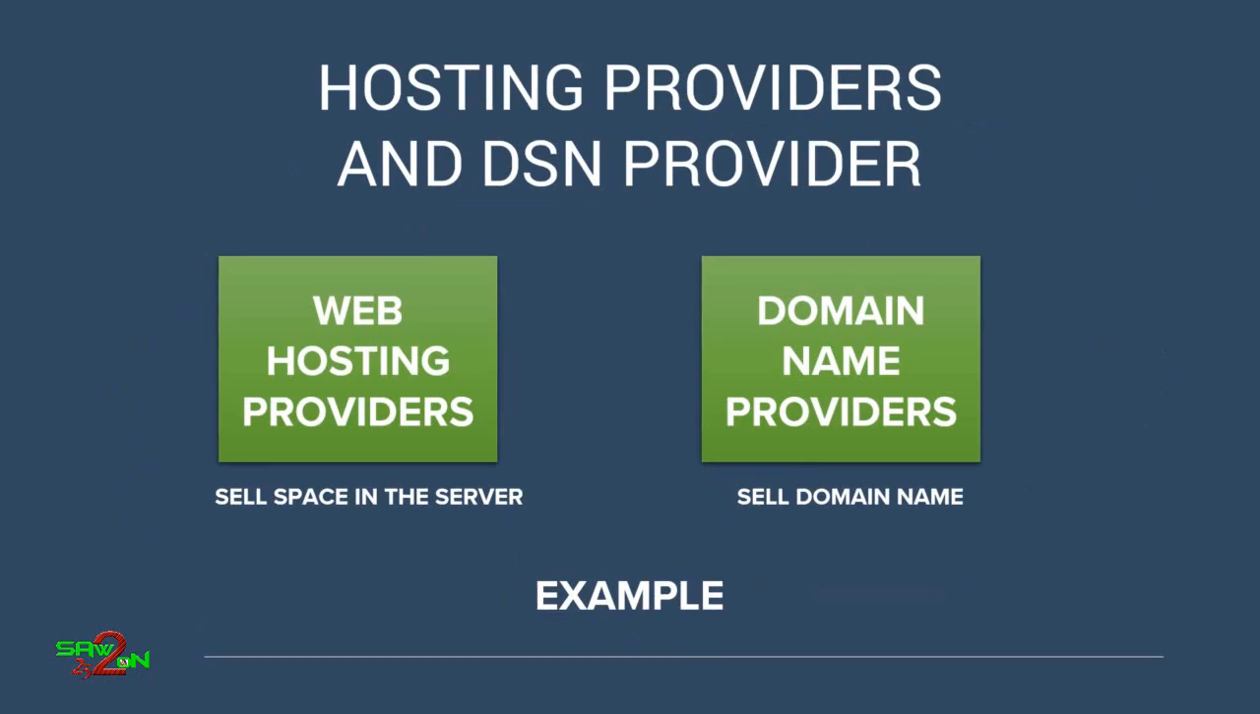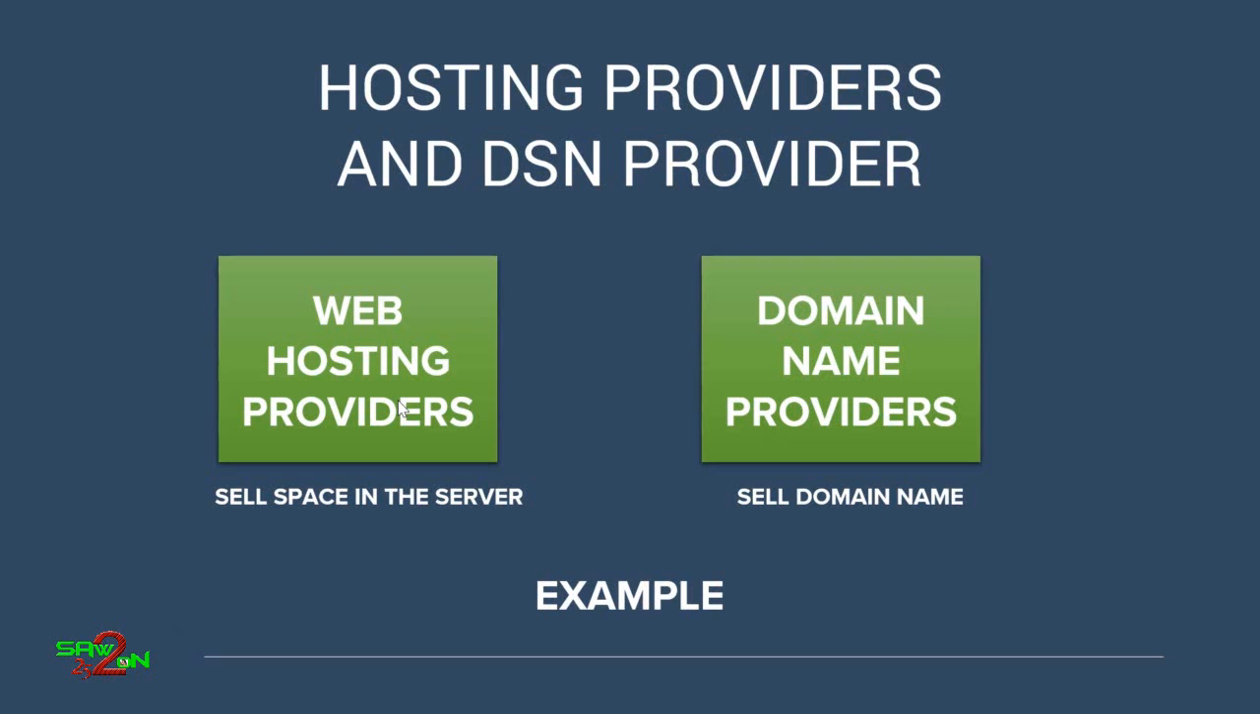There are two types of providers in the market. One is called web hosting providers. One is called domain name providers. The web hosting providers sell space in the server. Typically, web hosting providers have servers with IP addresses in the internet, and these servers are very huge. They have tons of space available. They have internet attached to it. It is in the internet and can be found with an IP address.